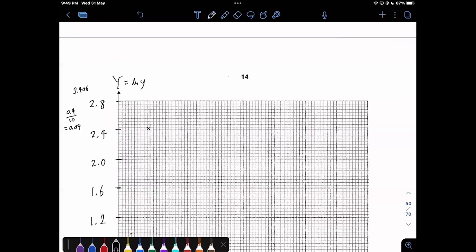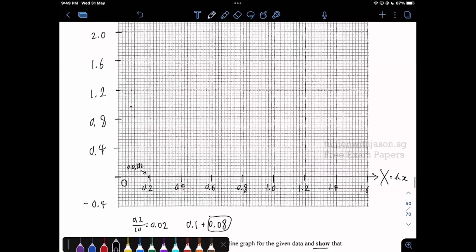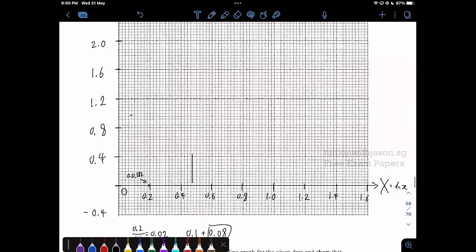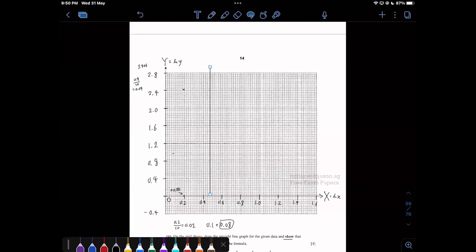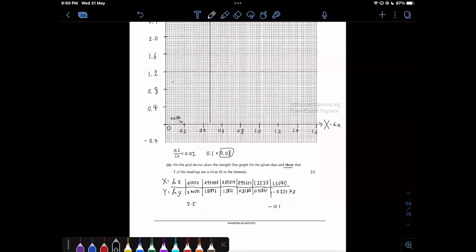0.47. Okay, let's see. Each tiny box is 0.02. So 42, 44, 46, 48. 47 is somewhere in the middle. So it's 3.5 tiny boxes after 0.4. Just extend my ruler up all the way. If you are doing this on paper and pen, take a ruler up all the way. And then you plot the y coordinate now.